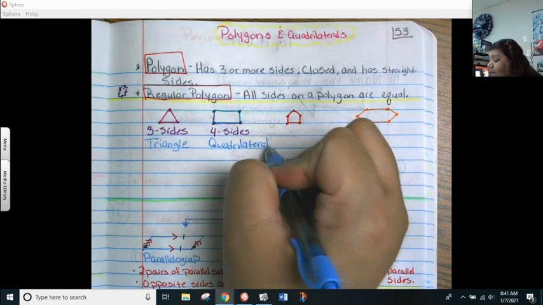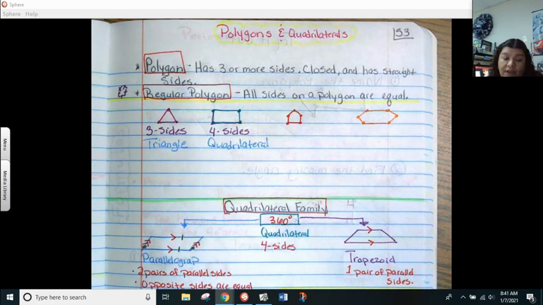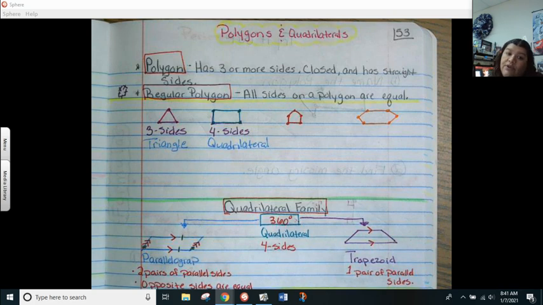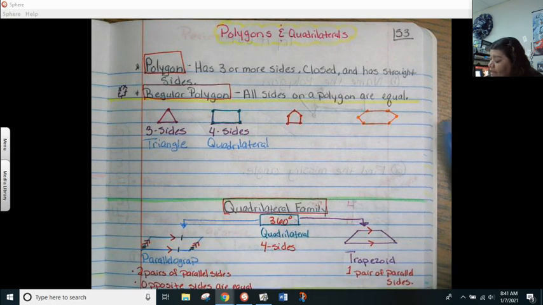Quadrilateral. Okay. So all 4-sided figures, your squares, your rectangles, your rhombuses, all of them, the main family they belong to is the quadrilateral family, okay? And we'll get into that family tree in a little bit, as you see down here, okay? Let's go to the next one.